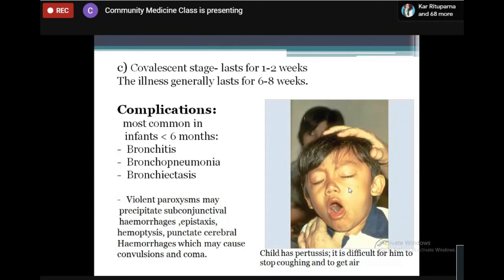Violent paroxysm may precipitate subconjunctival hemorrhage. When the child is having this violent attack of cough, the child may develop subconjunctival hemorrhage also. There may be bleeding in the subconjunctiva. Epistaxis, bleeding from the nose. Hemoptysis means vomiting.